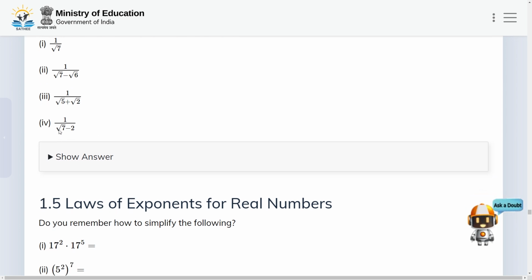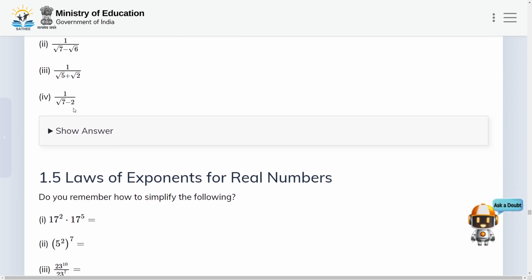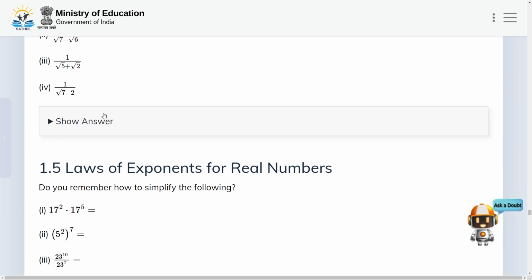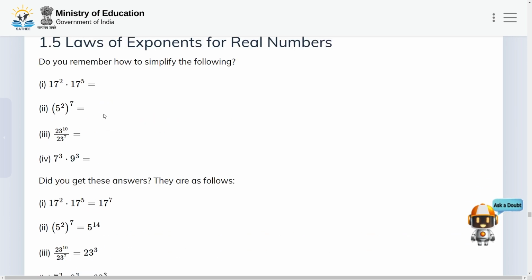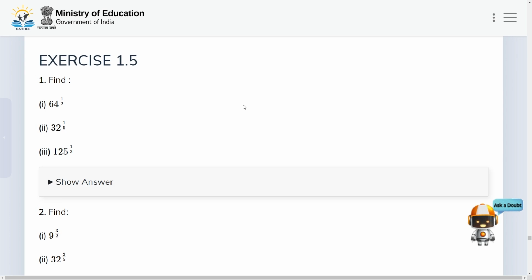Okay, and then if we rationalize it, we will get root 7 plus 2 divided by root 7 minus 2 into root 7 plus 2, that is equal to root 7 plus 2 divided by 7 minus 4. Okay, and this is equal to root 7 plus 2 divided by 3. Okay, so now let us discuss exercise 1.5.